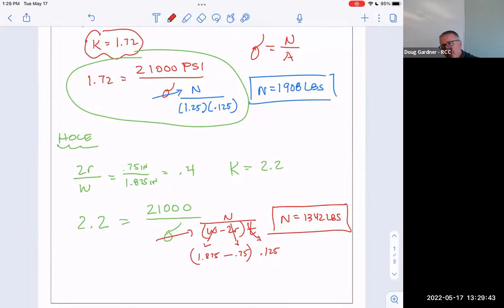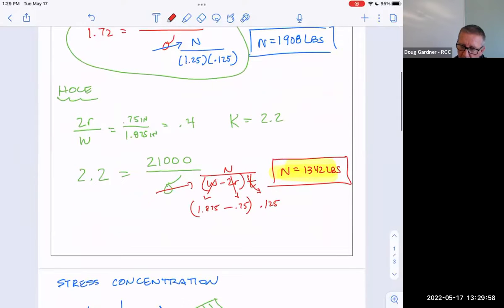That means if we apply the top force, the bottom one will snap. Perfect. Couldn't be said any better than that. If I applied that top force, then it's going to snap at the hole, right? So I've got to pick the limiting factor here. Got to choose the lesser.